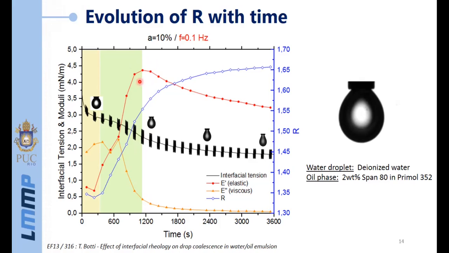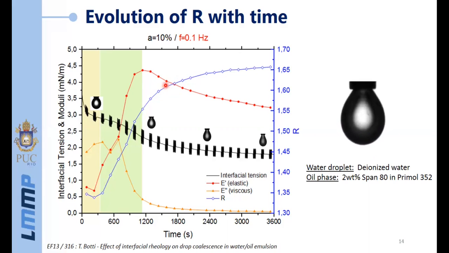At this point, we could think that the structure at the interface is almost complete. But after this time, the elastic modulus started to decrease, whereas the R parameter keeps slightly increasing. We could have thought that a maximum of elastic modulus would have corresponded to a maximum of the ratio. If the structure has reached its final equilibrium, the shape of the drop should stay the same.